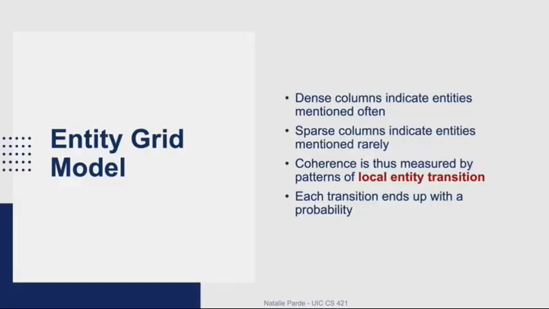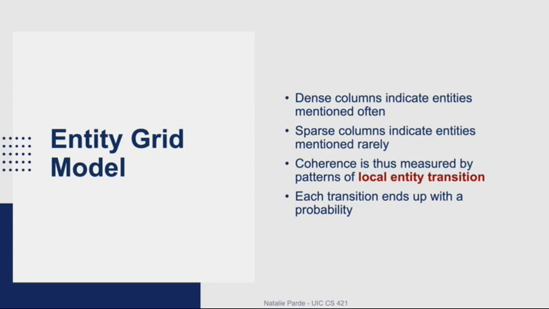Now that we have our entity grid, we can use it to learn about the entities and their transitions in the context of these 4 sentences. For example, dense columns, or columns where almost all of the values are filled, indicate entities that are mentioned frequently. In our case, the column for the entity Natalie was very dense, so that was a frequently mentioned entity. Sparse columns indicate entities that are mentioned more rarely. NLP is a good example of an infrequently mentioned entity from our 4 sentences.